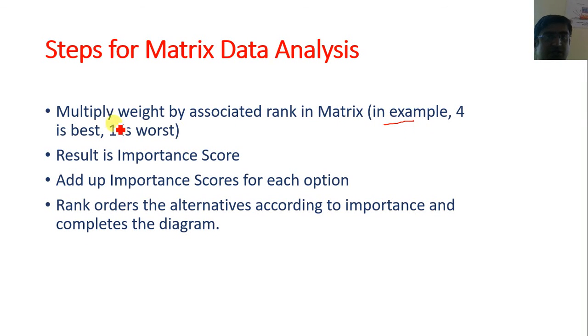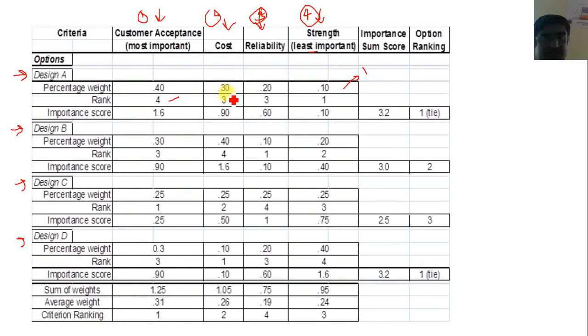Here, multiply the weight by the associated rank in a matrix. For example, 4 is the best, 1 is the worst. It means that the value of 4 has good importance, and a value which is very low means that it has poor importance.